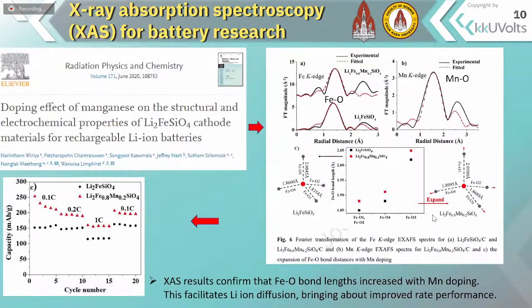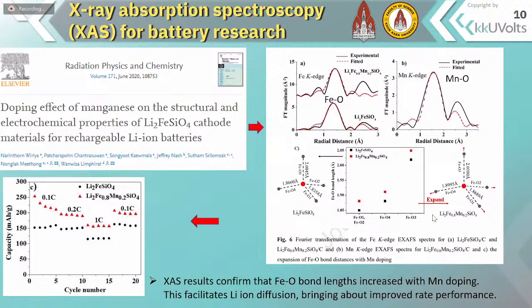The next work, in this work, we use X-ray absorption spectroscopy to study the impacts of manganese doping on the structural and electrochemical properties of lithium iron silicate cathode materials. The right figure shows the Fourier transform EXAFS spectra. After fitting the EXAFS spectra, we obtain the bond length of iron and oxygen.